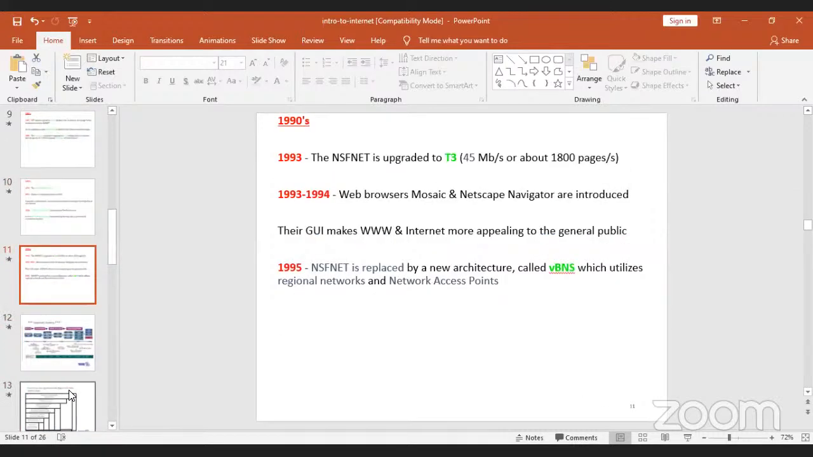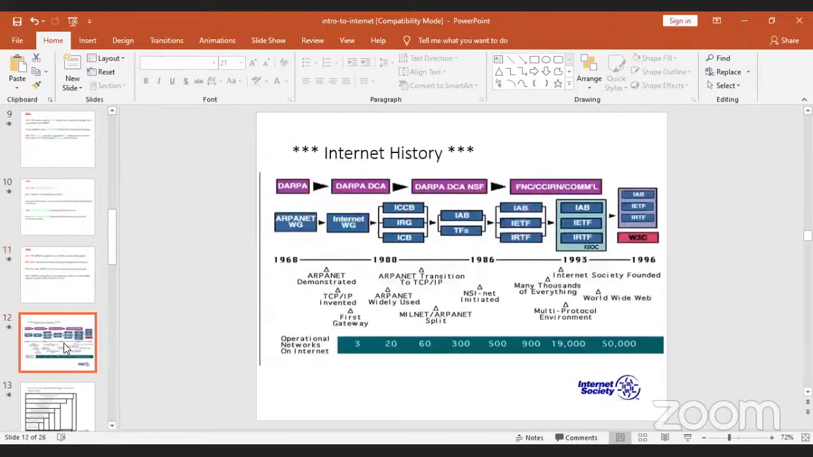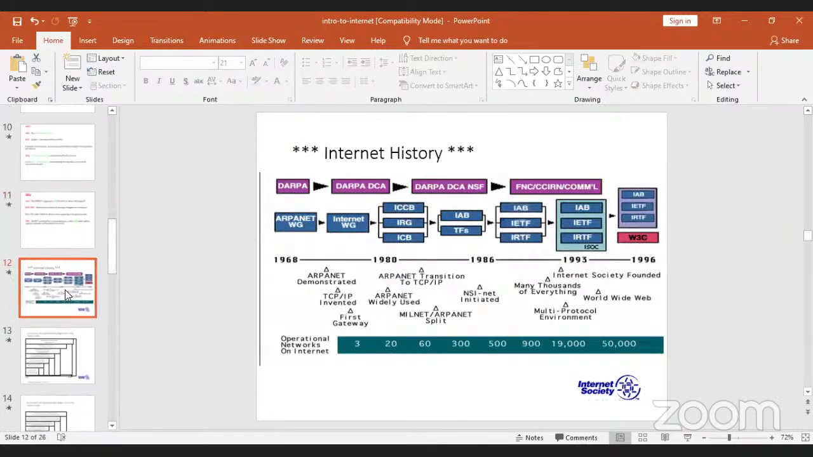All right, so this brought us to 1995, where NSFNet is replaced by a new architecture called the VBNS, which utilizes regional networks and access points. So let's see a brief summary of all I've been saying for some time now. Let's look at this picture.